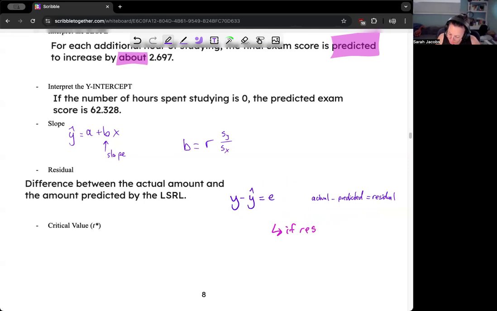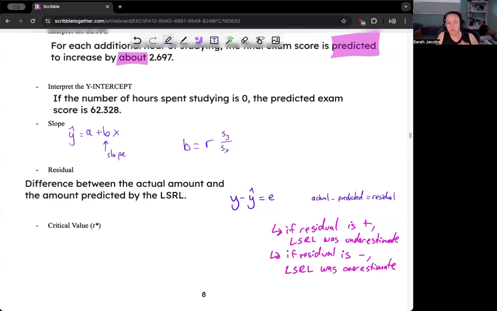Okay, so if residual is positive, LSRL was an underestimate, right? What we predicted was less than what we actually ended up with. Conversely, if the residual is negative, then the least squares regression line was an overestimate, right? We ended up lower than what we would have predicted. Cool.